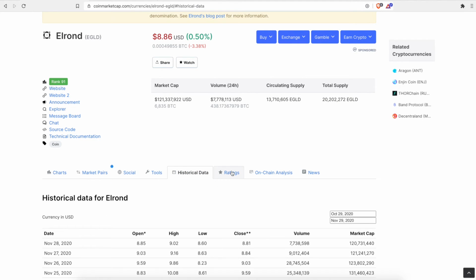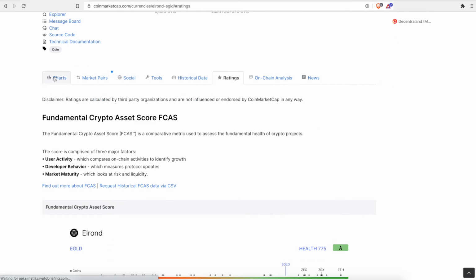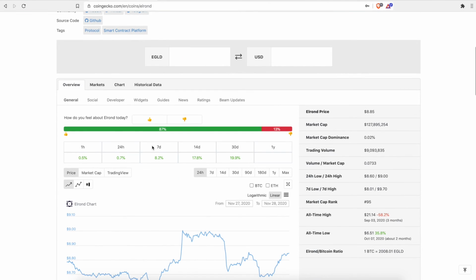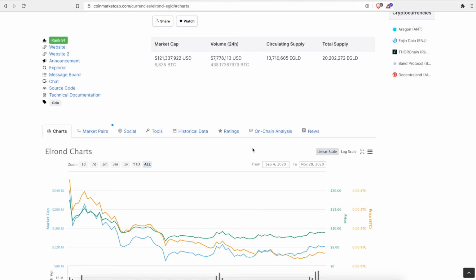It tells you the historical data, the ratings. I don't think CoinMarketCap does what CoinGecko does. So CoinGecko will have a little indicator of whether they liked the trading today or didn't like it. Basically, it'll be talking about the price. So it's cool data, good data to have. So these are data sites, which are huge.